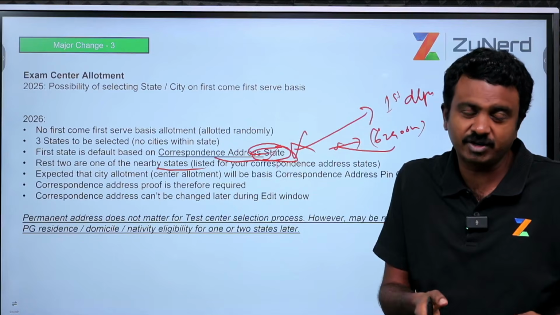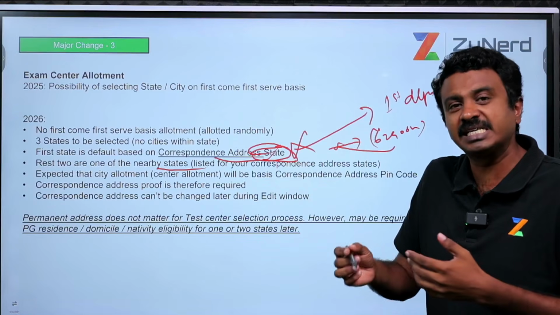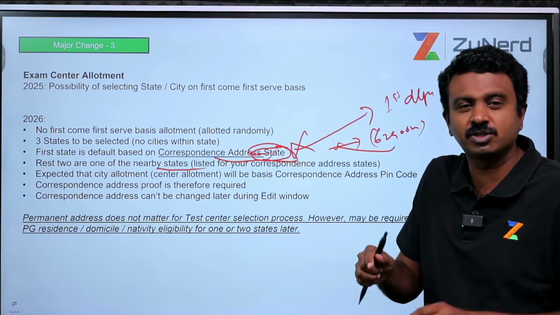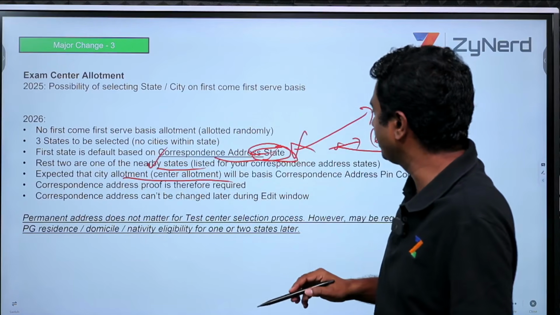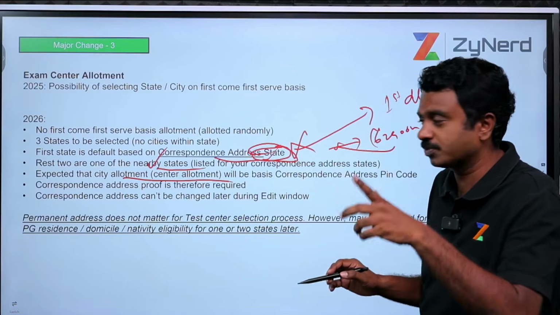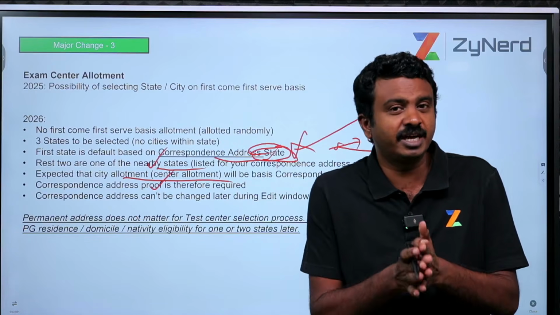So if you select the state of Tamil Nadu, you might get Kerala, Andhra, Telangana, Karnataka as the nearby states. Only those options you can choose as state 2 and state 3. Expect city allotment on the basis of correspondence address. So your correspondence address pin code is important. Correspondence address proof is therefore required.